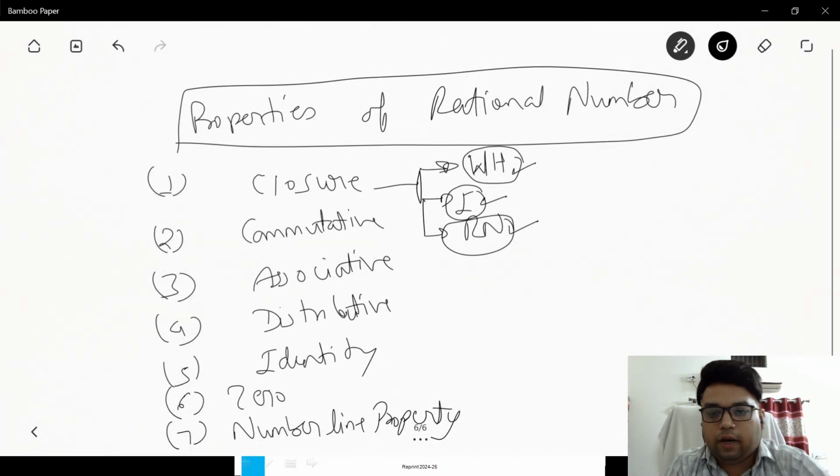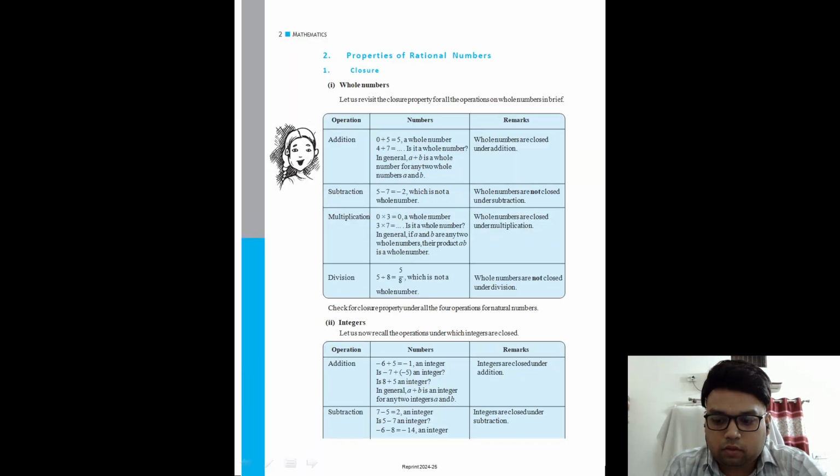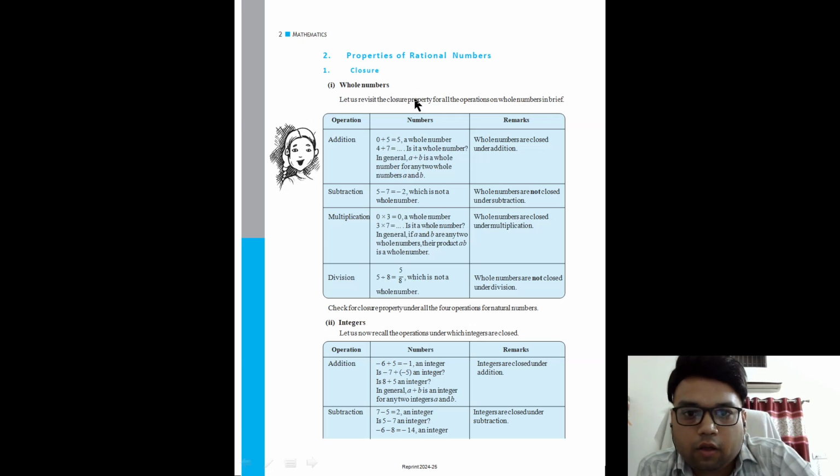Okay, so let's start the properties one by one. The closure property of rational number is further classified into the whole number. Here for the whole number, you can see in the remarks section that subtraction and division are not closed. What they are trying to tell us is that 0 plus 5 is equal to 5 and 5 plus 0 is equal to 5. Whole numbers are closed under addition.